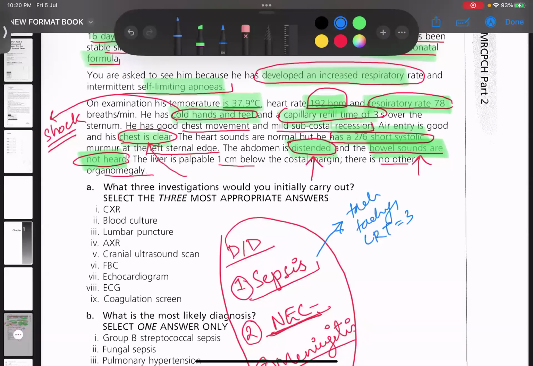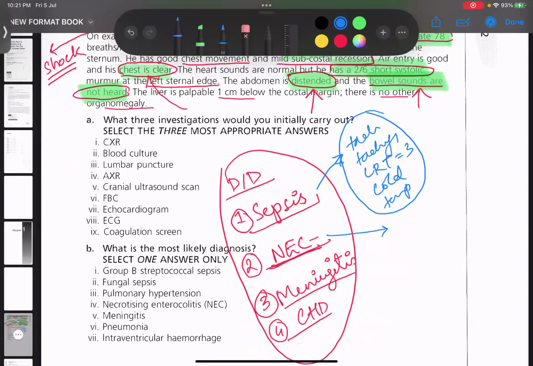What are the points in favor of NEC? Distended abdomen. Prematurity. Extreme prematurity. You're right, that is actually the first thing. Extreme prematurity, then early feeding. Yes, formula feeding, anything apart from breast milk. Distended abdomen, along with that bowel movements are absent, bowel sounds are absent. These are the points that are supporting NEC.